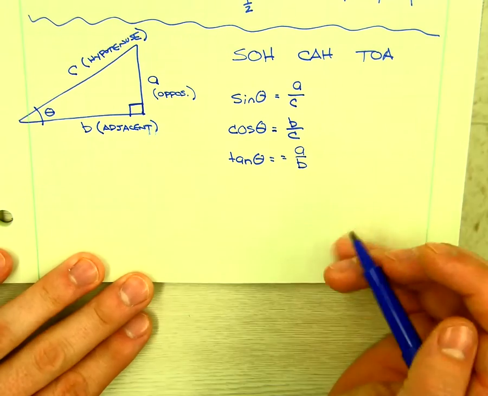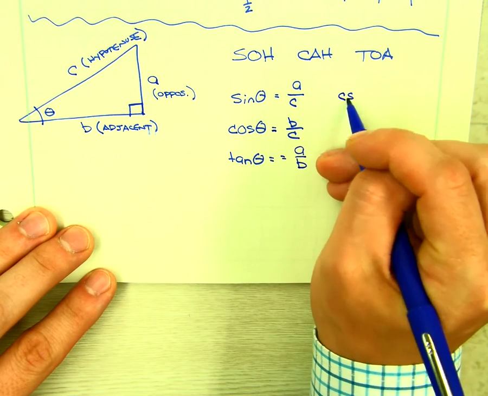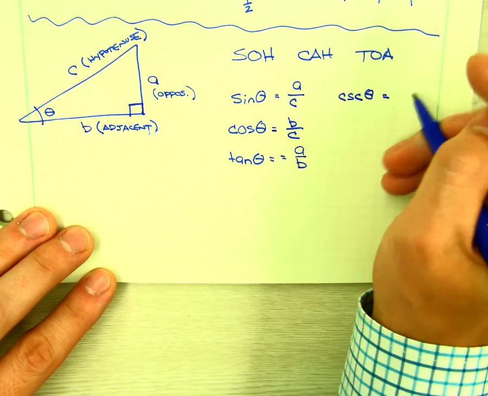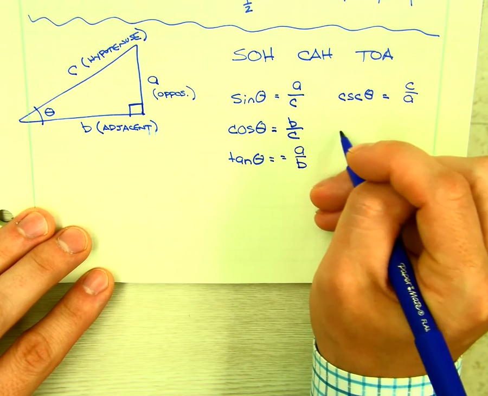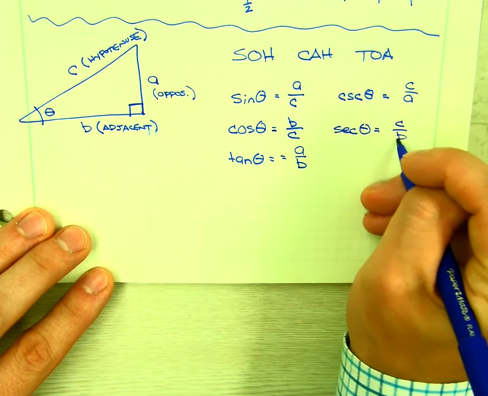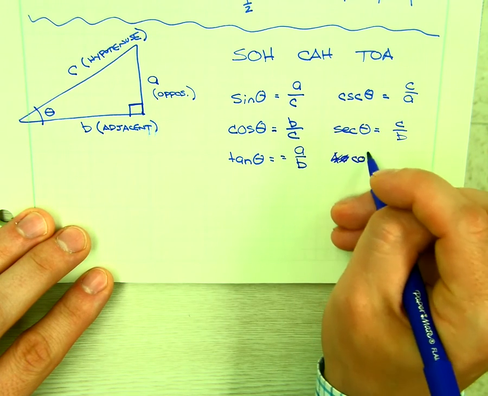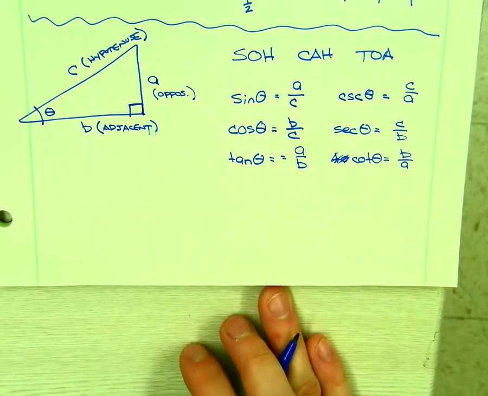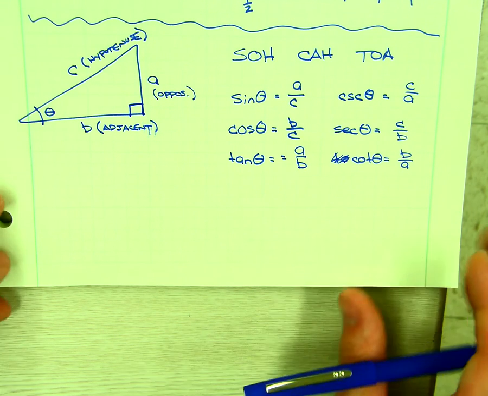However, as I said, I also want you guys to know the reciprocal relationships here. Remember, the sine and the cosecant are just reciprocals of each other, so instead of A over C, the cosecant of theta is going to be C divided by A. The reciprocal of the cosine, the secant of theta, is going to be C divided by B, instead of B over C. And the cotangent of theta is just going to be B divided by A.